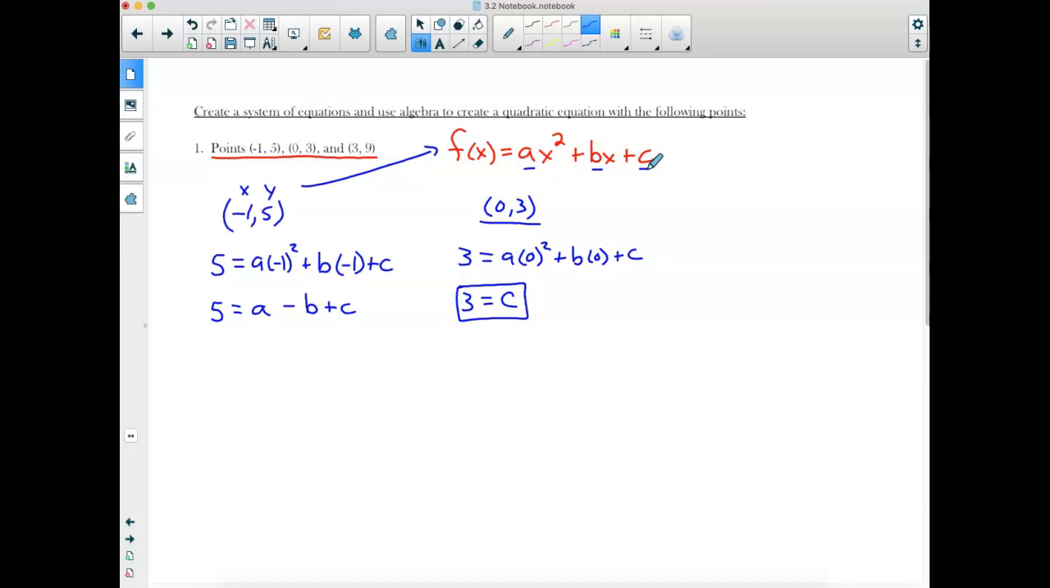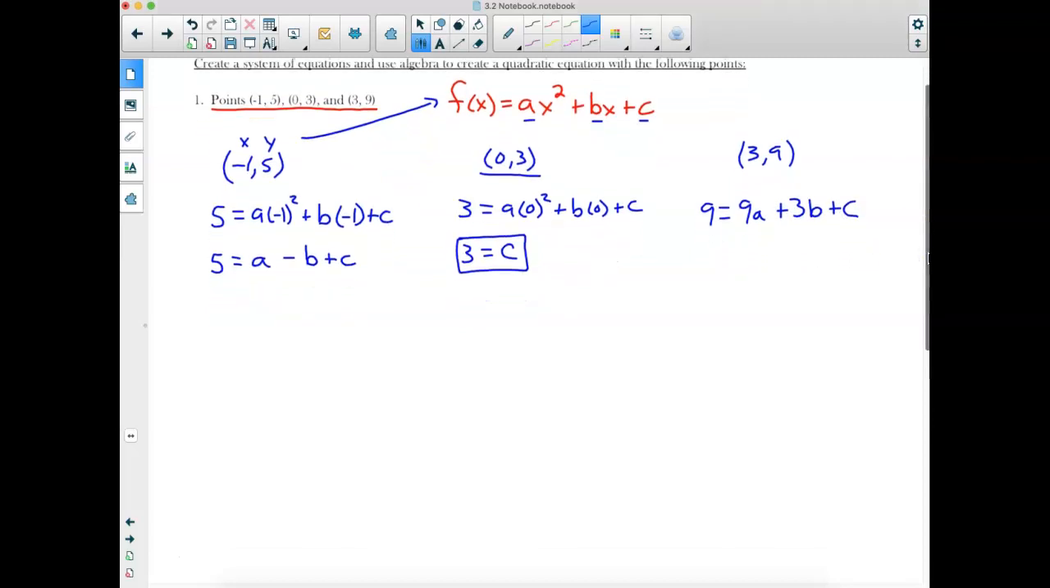And the last one I'm going to use the third point, 3, 9. And when I plug that little squirrel in there, I'm going to end up having 9 equals. Now, 3 squared is 9 times a is 9a. B times 3 gives me plus 3b plus c. Okay, so now that I have this, I need to know what a, b, and c are. And because technically I have 3 unknowns, I'm going to have 3 equations to utilize with the same variables in them to solve it.